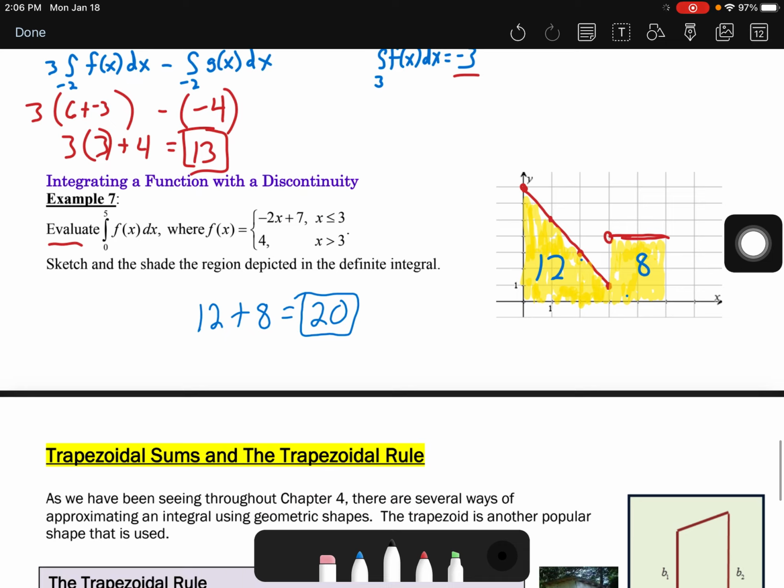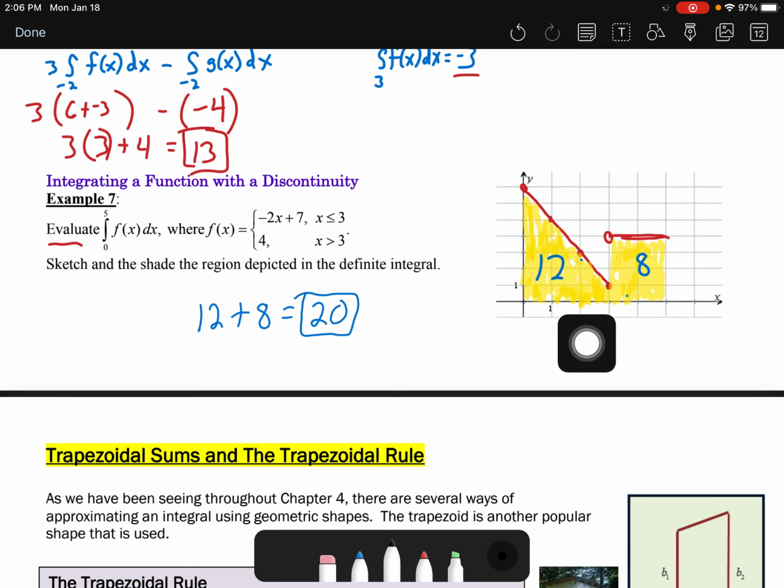All right, and then example 7. Okay, so here, piecewise graph. We want to sketch it out, see what it looks like, and then just work with the areas that we're given. So we're working from 0 to 5. Okay. And for the first part of this line, it's a y-intercept of 7, so I can go up to 7, and a slope of -2, down 2 over 1, down 2 over 1.